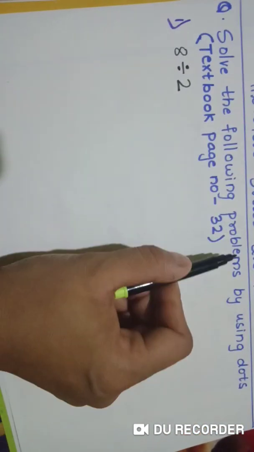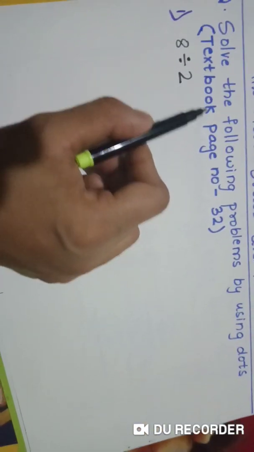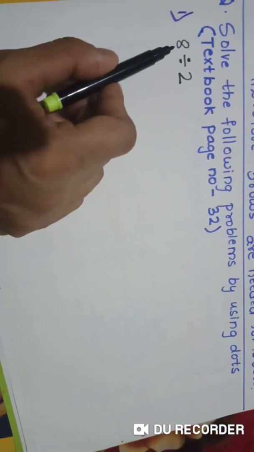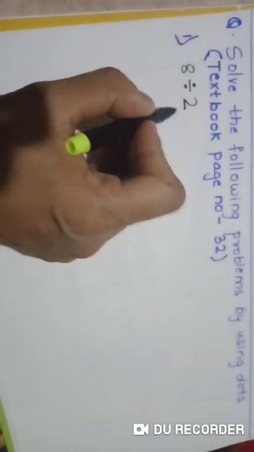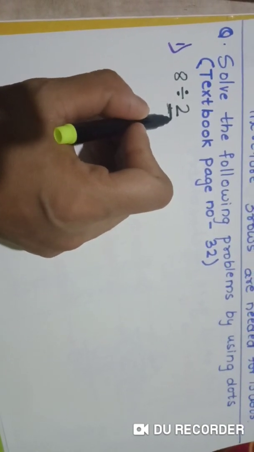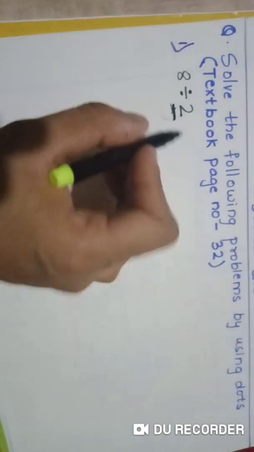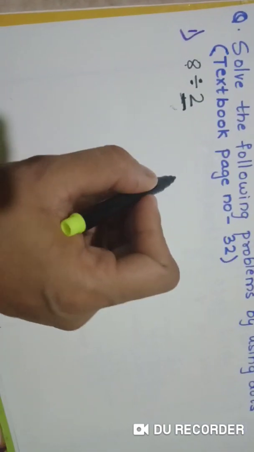Solve the following problems by using dots. It is on textbook page number 32. Let us see the first sum. 8 divided by 2. Now in this, what is the divisor here? 2. Therefore in one row, how many dots will come? 2. And what is the dividend? 8. So let us start now.